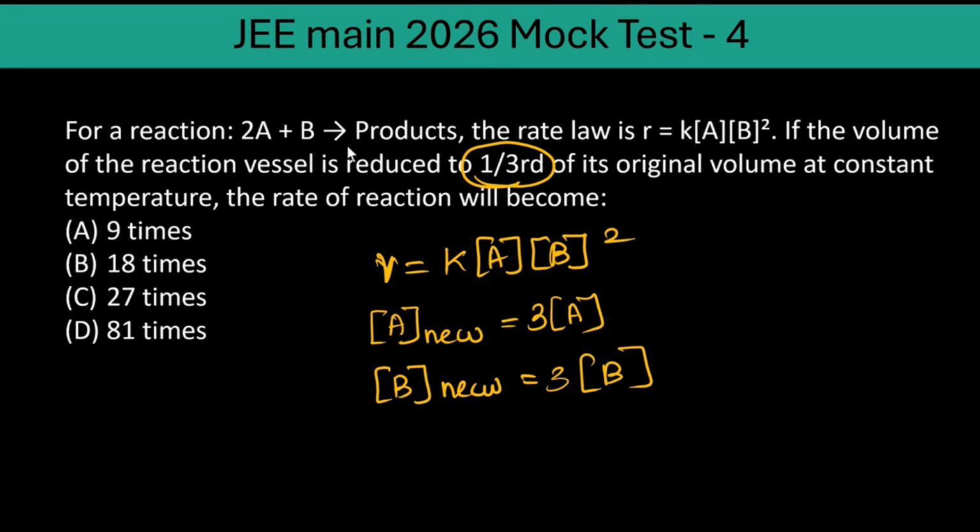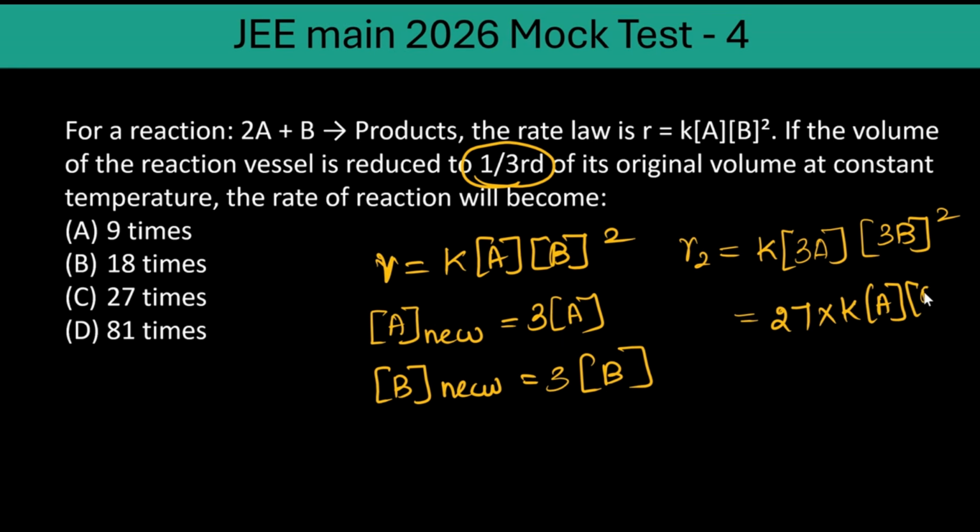2A gives B. Now let's substitute the values. R2 is equal to K(3A)(3B)^2, that would be 9 B squared and 3A, so 9 into 3 is 27, 27 K[A][B]^2, correct? So the rate will change by 27 times from the initial rate law expression.